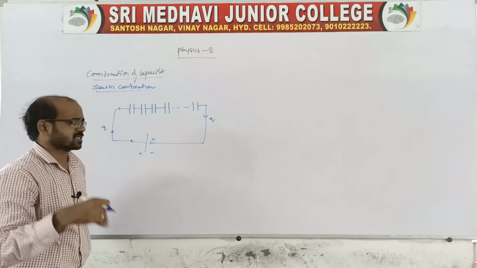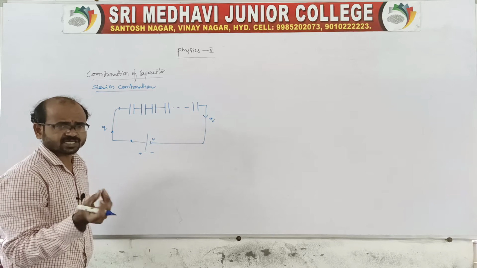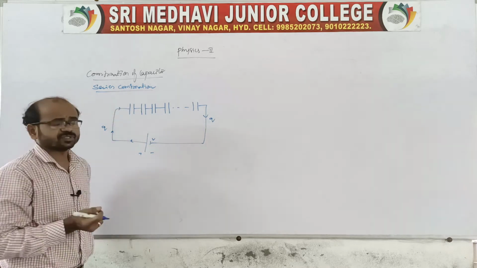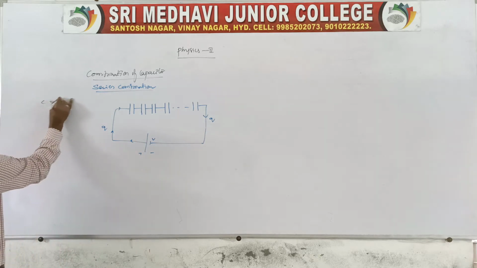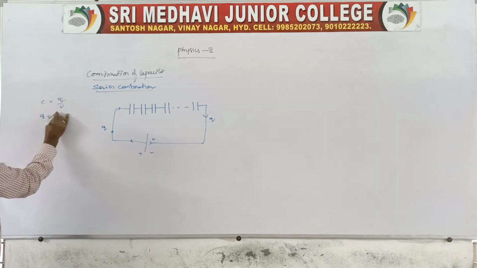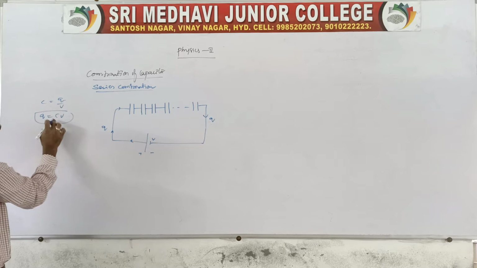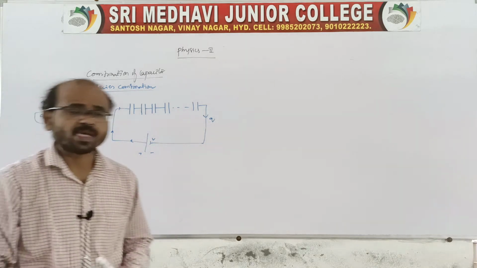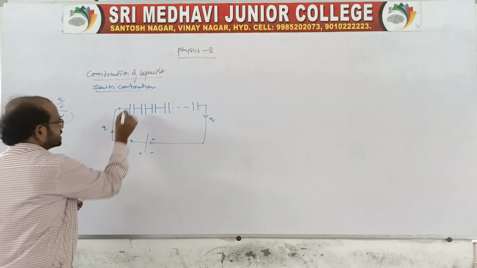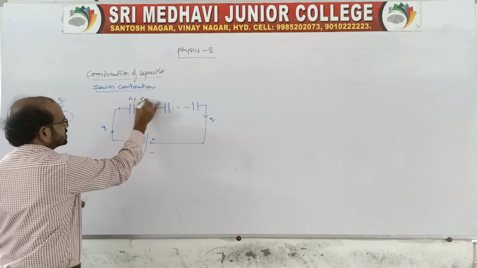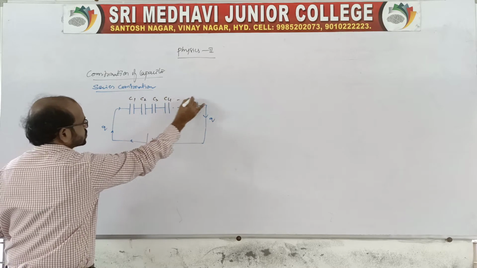Suppose sometimes he may ask you to find the charge. First of all we should get the effective capacitance in case of a series combination, because C is equal to Q by V. So Q is equal to C into V, and we should know the C value. Here each capacitor has capacitance C1, C2, C3 and so on.